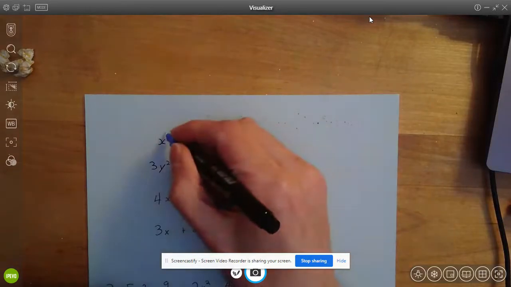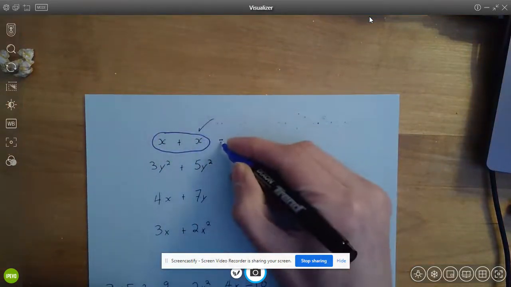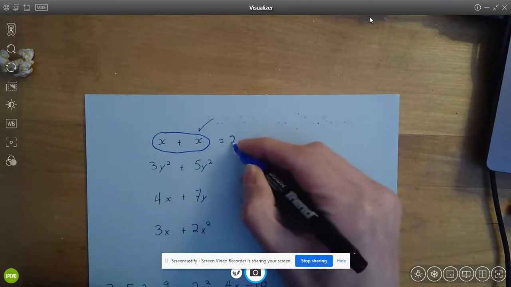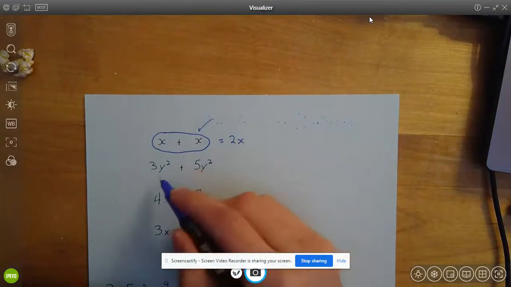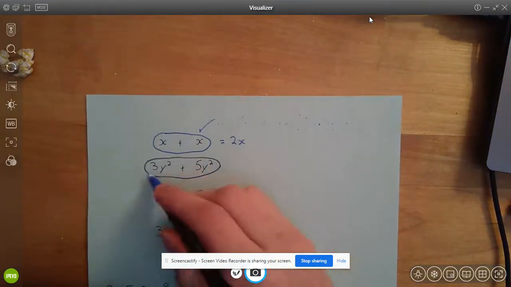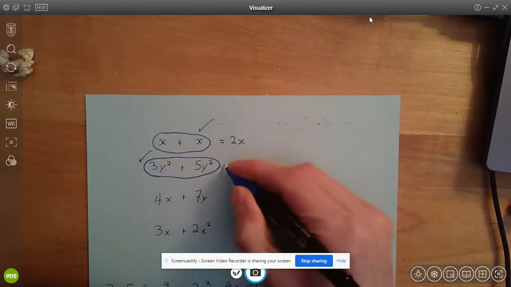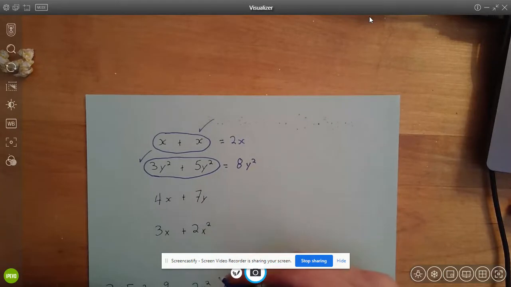So this first example, these are like terms. I can combine x and x. So if I've got one x and another x, then I've got two x. You can think about adding one apple and two apples if that helps. Same thing on the second one. I've got the same variable, the same exponent. So these are like terms. If I have 3y squared and I get another 5y squared, I've got 8y squared in total. So I can combine both of those.